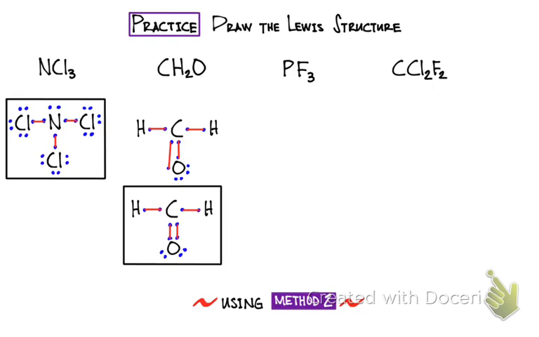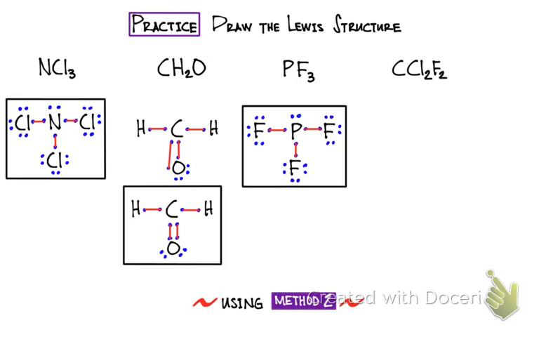Third one here is PF3. So phosphorus is our central atom. And we're going to surround the central atom with the terminal atoms and start connecting the dots. And again, you want to double check and make sure that each atom satisfies the octet rule. And as you can see here, all the atoms contain 8 valence electrons. So this is the Lewis dot structure for phosphorus trifluoride.